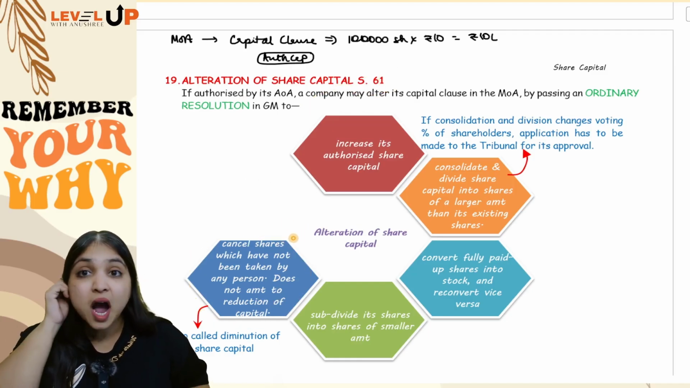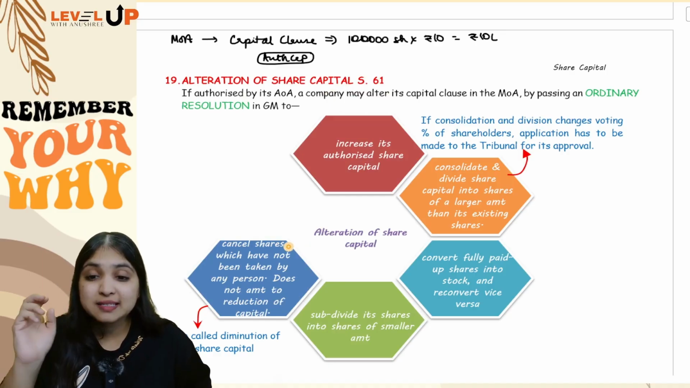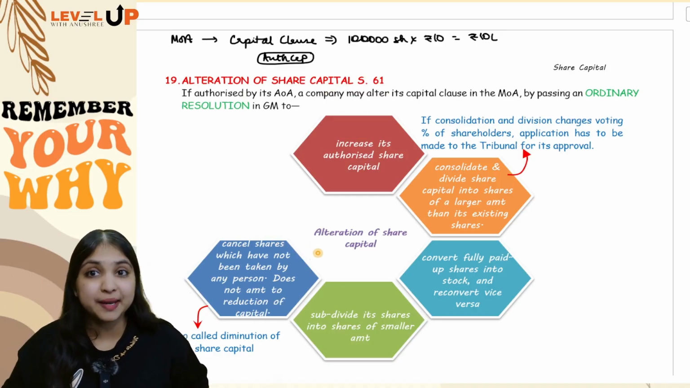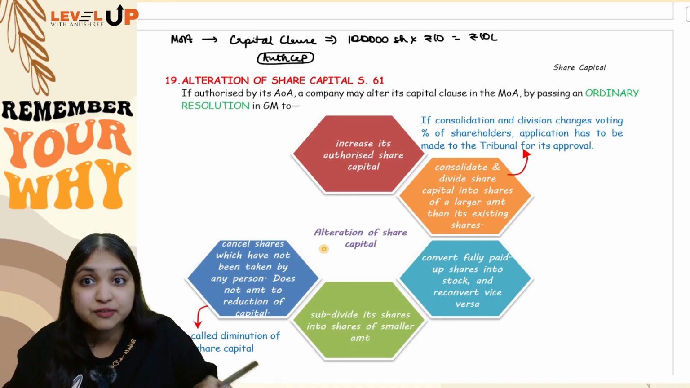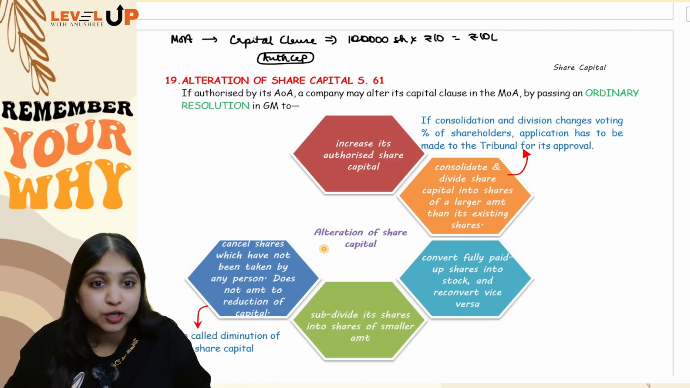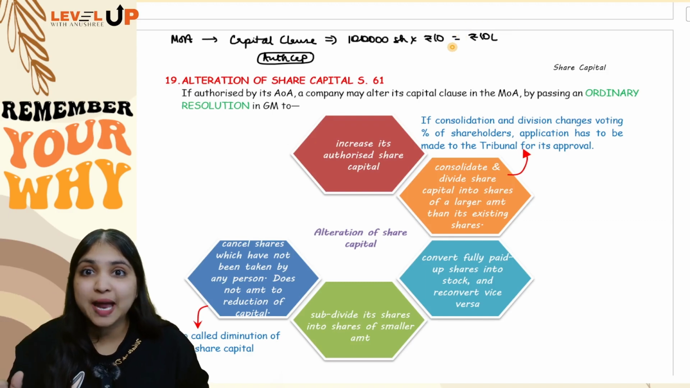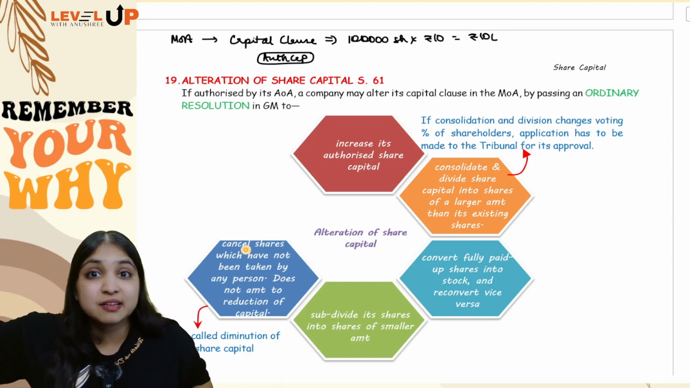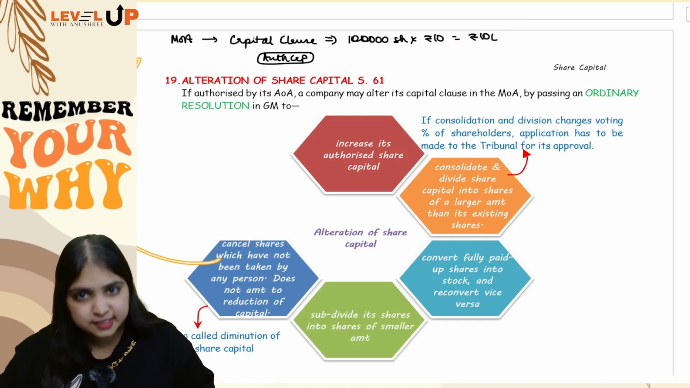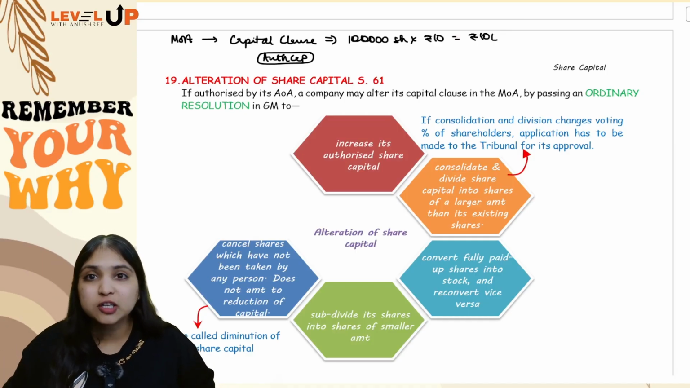We're cancelling unsubscribed share capital. We're cancelling the shares which have not been taken up by any person. Where are we cancelling this from? From authorized capital also, from issued capital also. So the authorized capital number will change. We are reducing the issued capital also, but section 66, reduction of capital, will not apply. Section 61 only will apply. So this is your alteration of capital, guys.